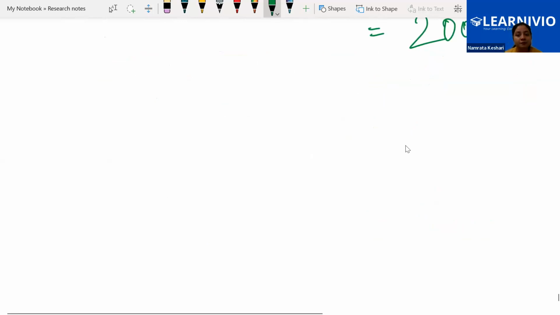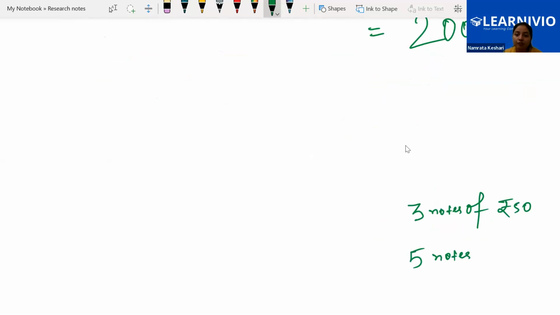Suppose I am having three notes of ₹50 and 5 notes of ₹100. Then what is the total amount I am having? Can you tell me?